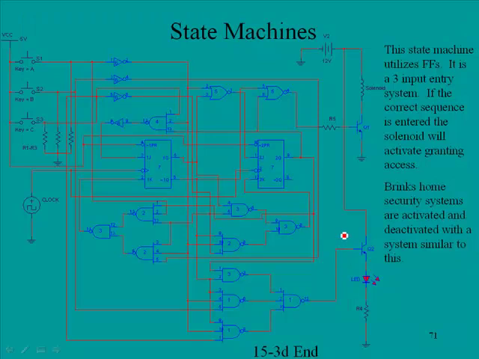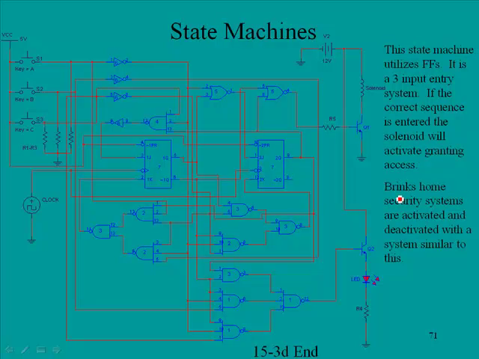Then this final circuit is a state machine. This state machine utilizes flip-flops. It is a 3-input entry system. If the correct sequence is entered, the solenoid will activate, granting access. And so here we have this circuit. You'll notice over here on the far left side we have switches S1, S2, and S3. And if the correct sequence is entered here, then this solenoid will activate, and in this case it could be to grant access.